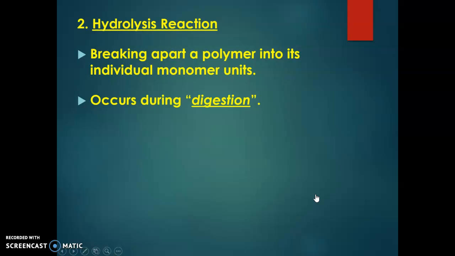This is pretty much what we call digestion, right? So hopefully you've had some breakfast this morning, lunch, dinner, whatever time of day it is for you. And digestion is going to be hydrolysis reactions, breaking down larger food molecules into their individual monomer units.